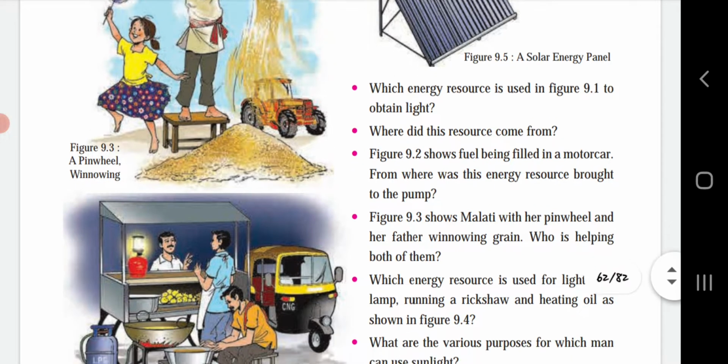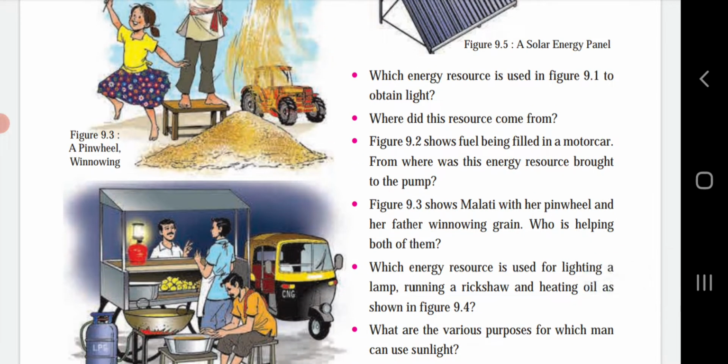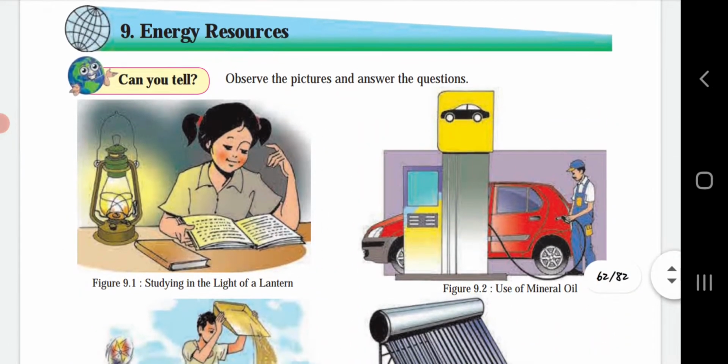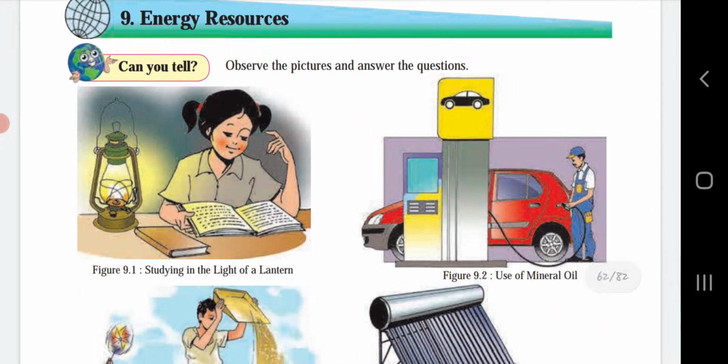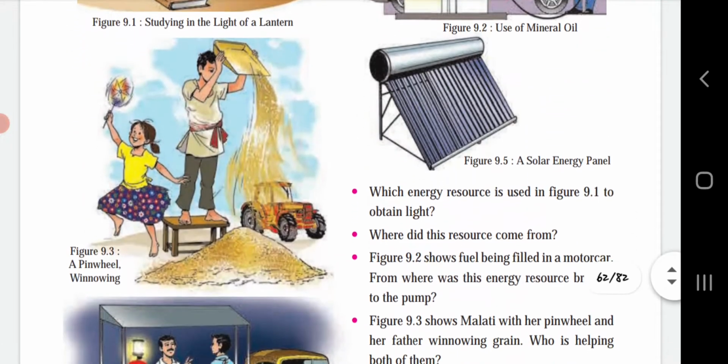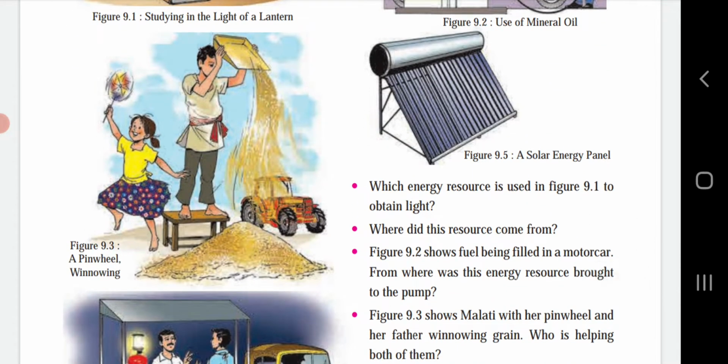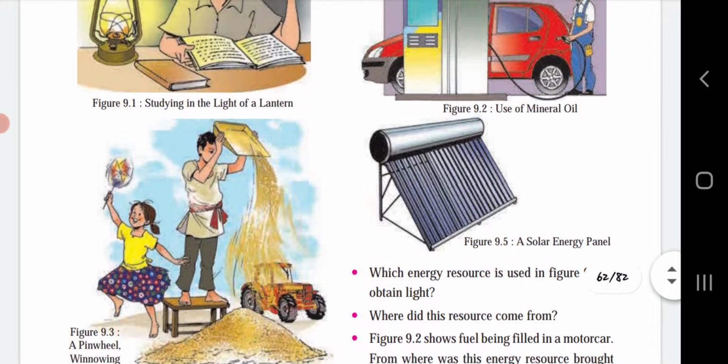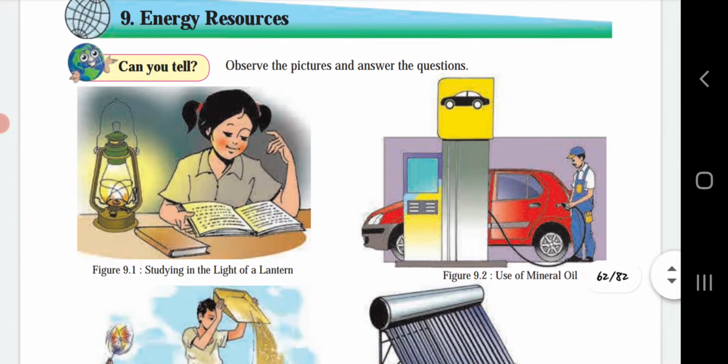Which energy resource is used in figure 9.1 to obtain light? If you will see, the 9.1 diagram is studying in the light of a lantern. So here, kerosene is used in figure 9.1 to obtain light. Where did this resource come from? So here, this resource must have come from mineral oil well.